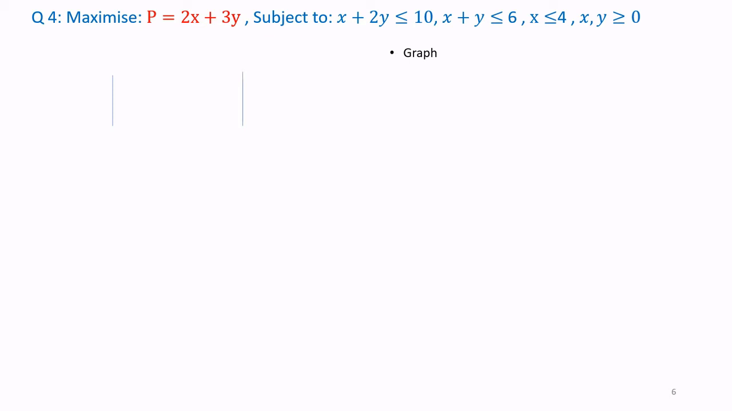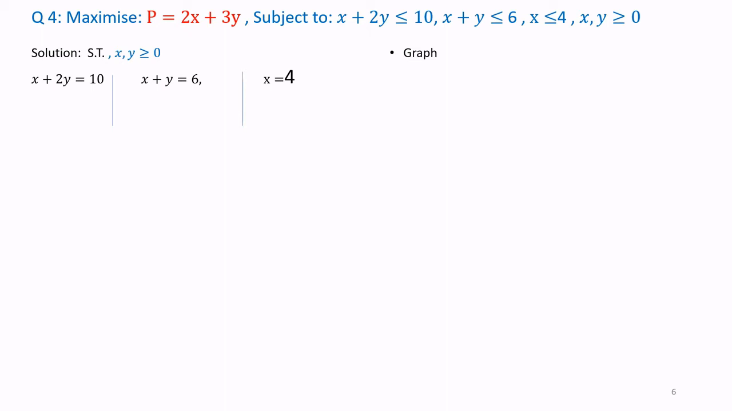So this problem we will solve. Here the question is we have to maximize the profit, that is P equals 2x plus 3y. Constraints are: first constraint, x plus 2y is less than or equal to 10. Second constraint is x plus y is less than or equal to 6. And the third constraint is x is less than or equal to 4.